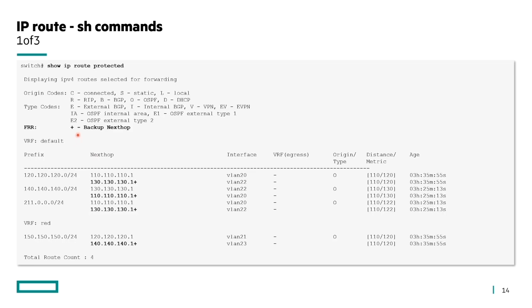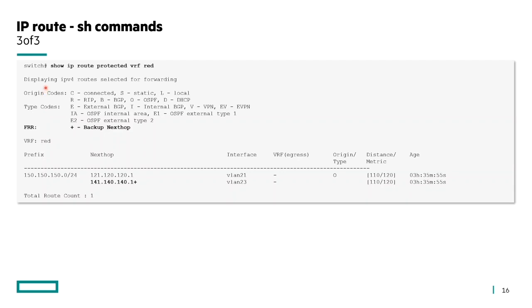FRR backup next hops, and they're prefixed here, you can see, with the plus sign, with the primary next hop at the top and the backup next hop with the plus sign underneath. And on the IP route commands, we've got show IP route protected all VRFs, and of course that will give us the primary next hop and the backup next hop for all VRFs. And for good measure, if you wanted to then get the output for a specific VRF, you can. In this example, show IP route protected VRF red, and it will provide the output for that specific VRF for the primary and the backup next hops.